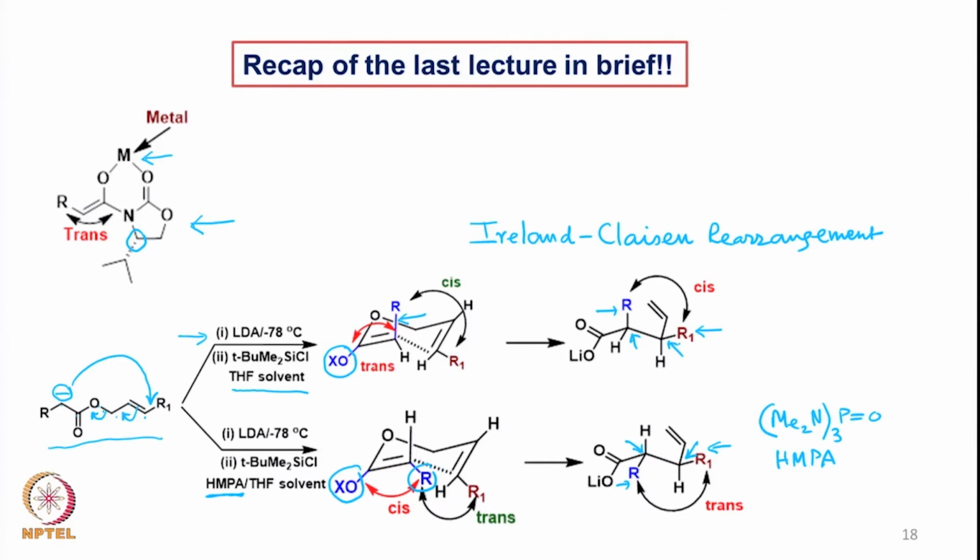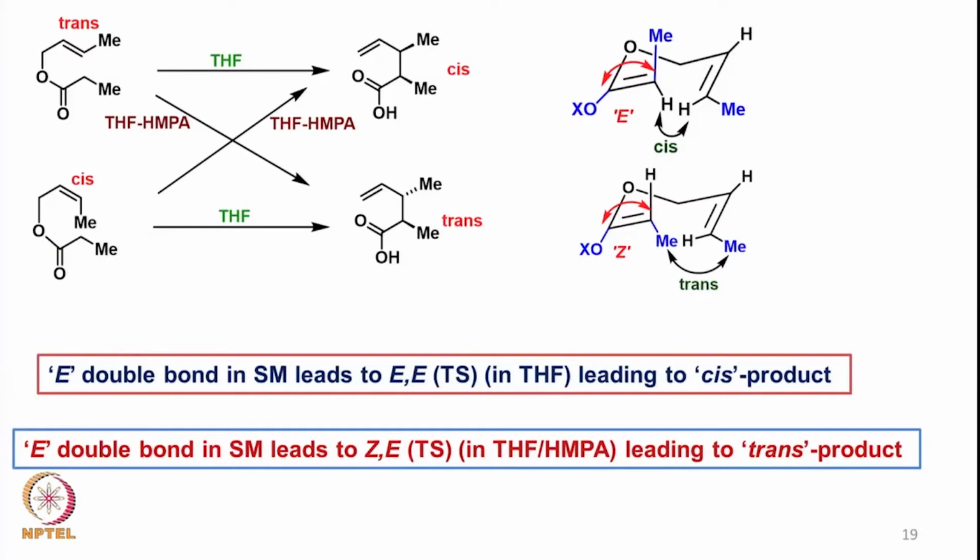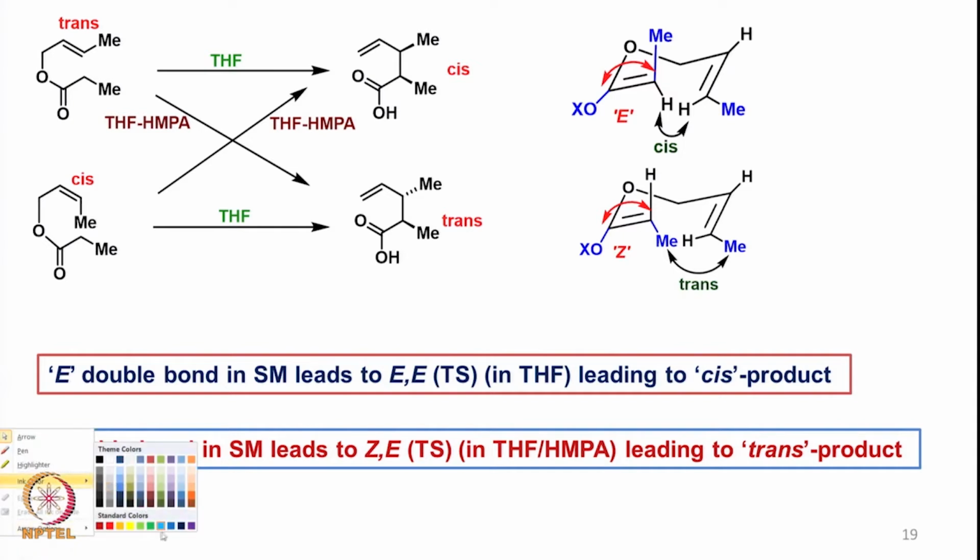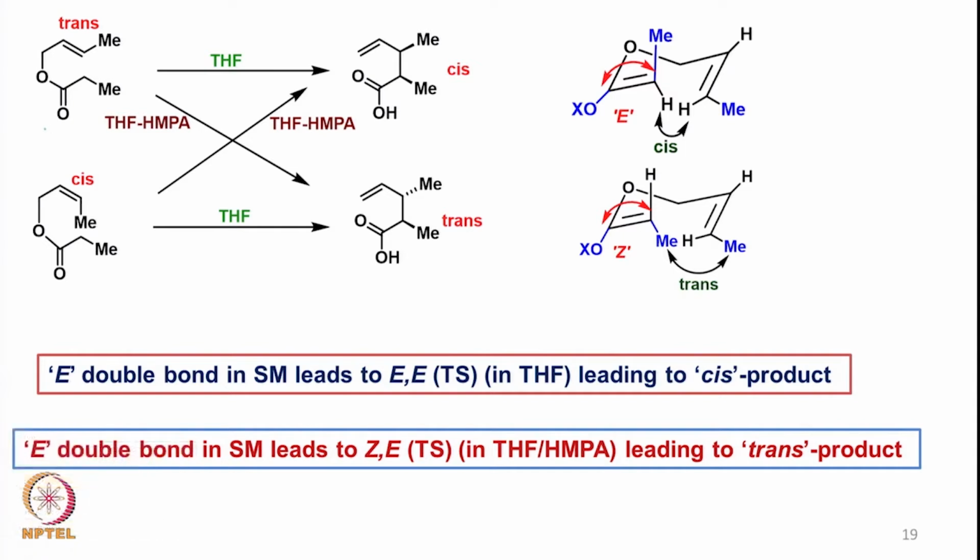First of all, we will see how this affects the product formation. For example, if we take a case like this particular substrate here, where the geometry of the double bond is trans, and then of course we have the corresponding ester here. In this case, we have taken the geometry of the double bond as cis.